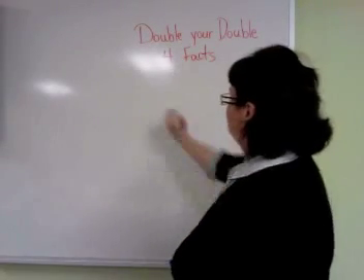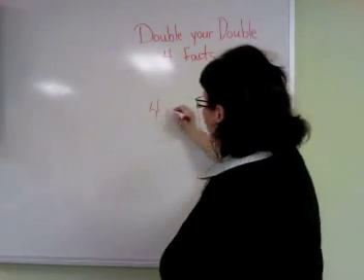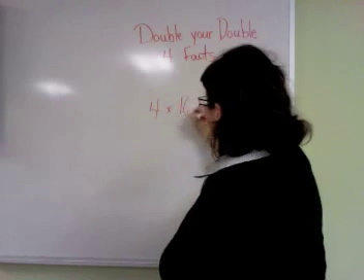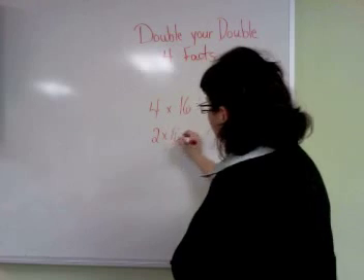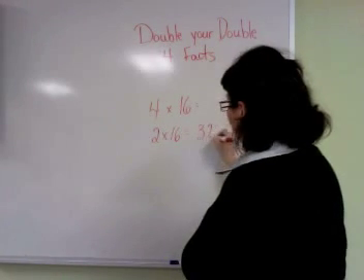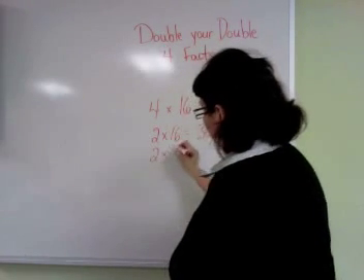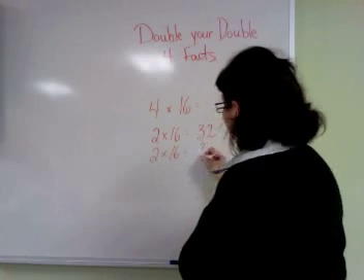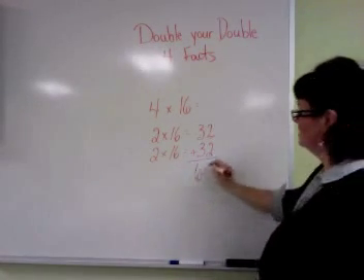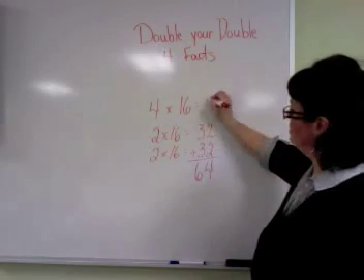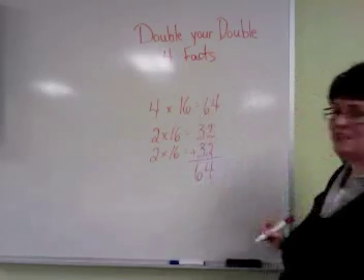If you wanted to really challenge yourself, you could try 4 groups of 16. Double 16 is 32. Double it again for another 32. And again, front-end addition, 3 and 3 is 6. 2 and 2 is 4. So this is going to be equal to 64.